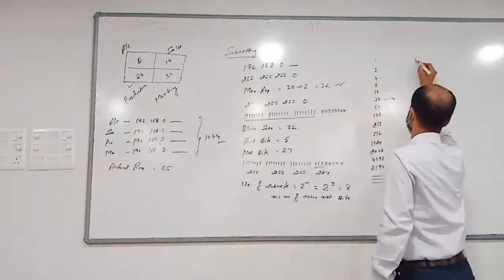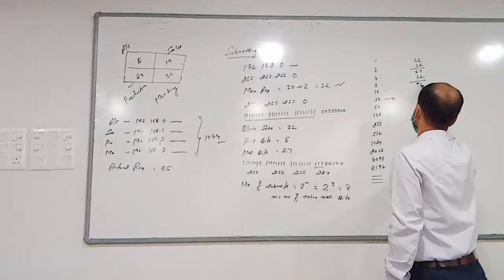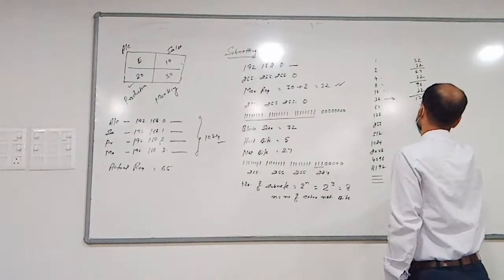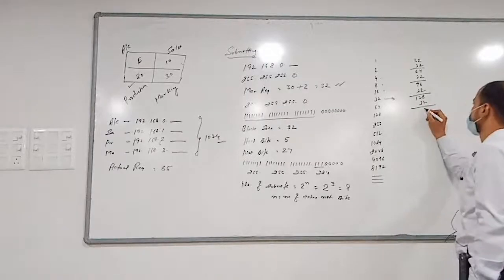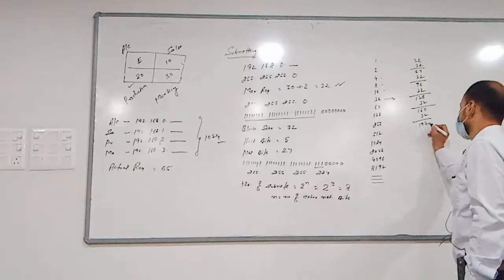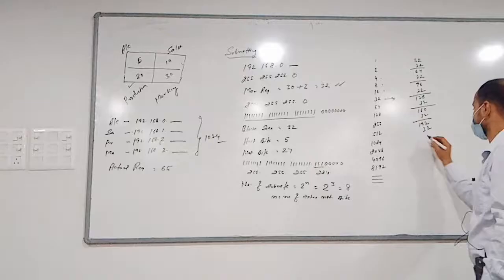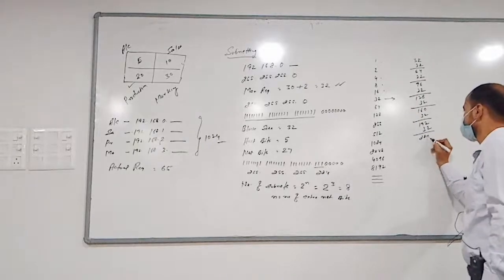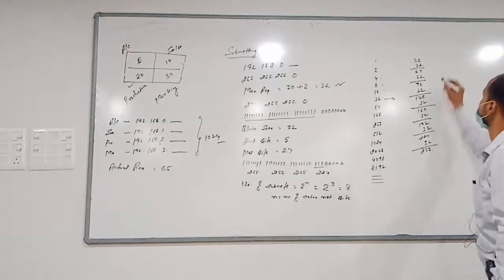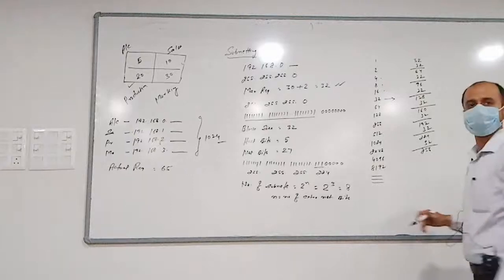Like 32 plus 32, 64 plus 32, 96 plus 32, 128 plus 32, 160 plus 32, 192 plus 32, 224 plus 32, 256. Fine.